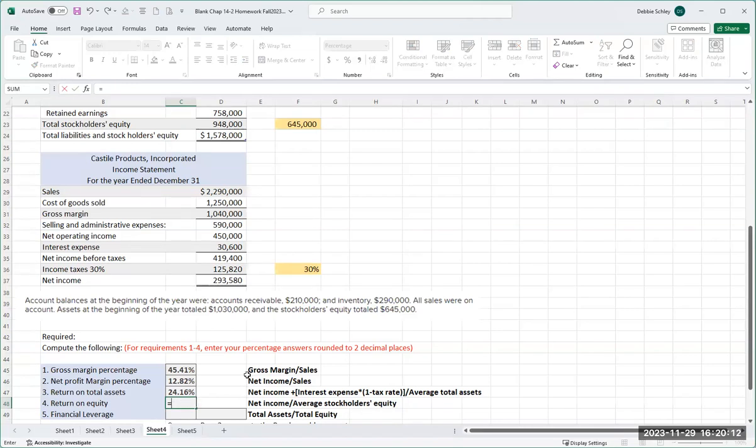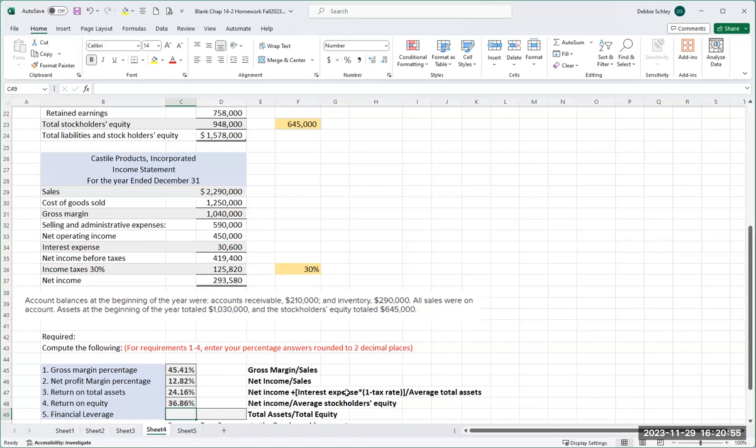All right, return on equity equals net income divided by average stockholders' equity. So I'm going to do 2 parentheses here. The beginning balance plus the one on the balance sheet, close parentheses, divide by 2, close the other parentheses. Okay, so net income divided by average total stockholders' equity. And all of these are percentages rounded to 2 decimal places.